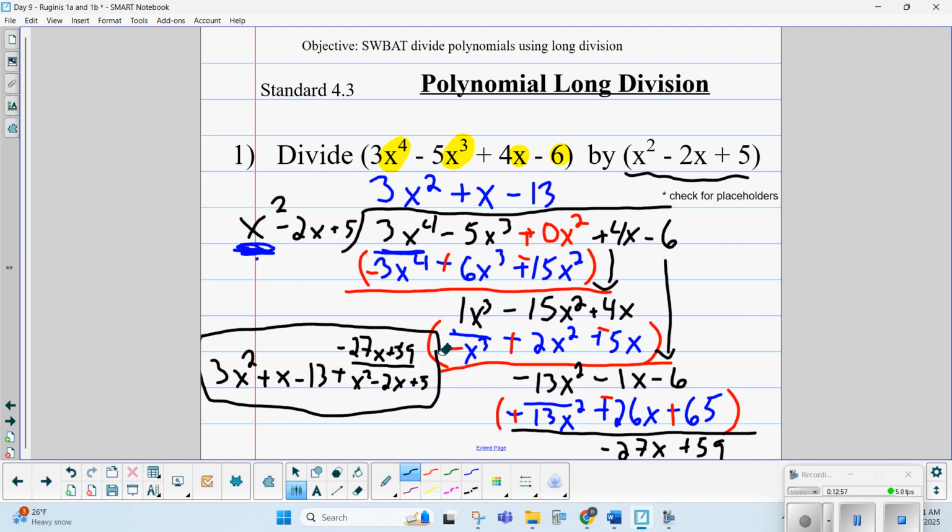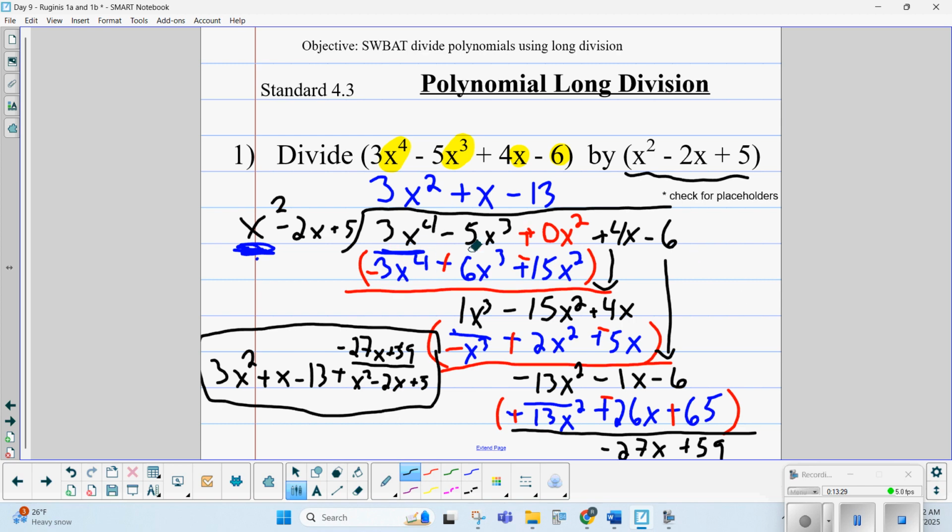So when we divide, we get this. 3x squared plus x minus 13 plus, or sorry, plus negative 27x plus 59 over x squared minus 2x plus 5. Right? So that's that long division process. Hopefully that looks familiar to 1b. 4b, we're going to see some more examples of this today, so don't worry if you're not totally catching on just yet, but it is kind of just repeating the process.